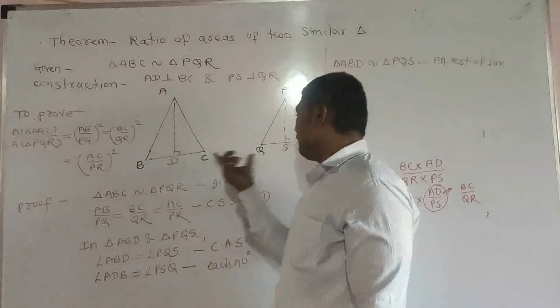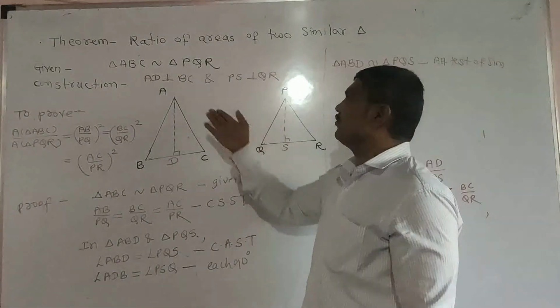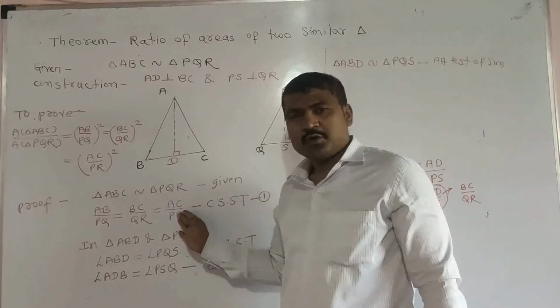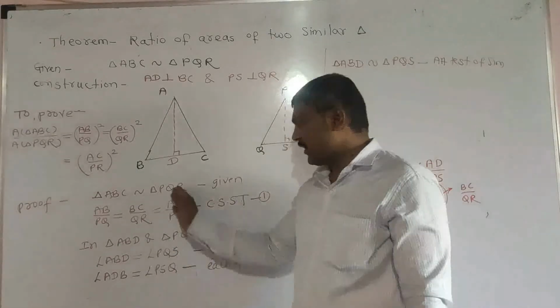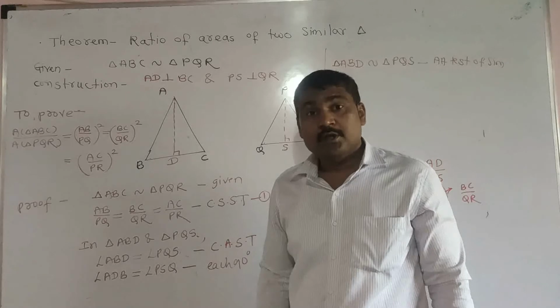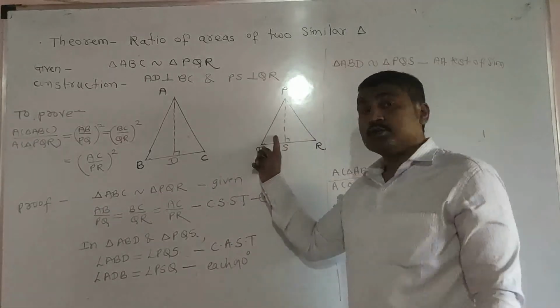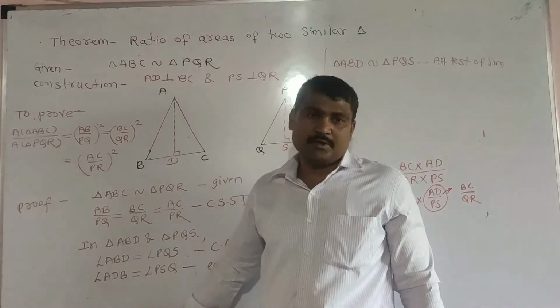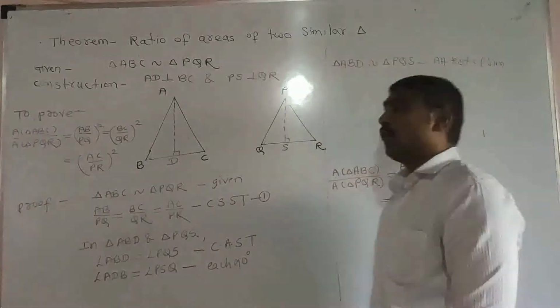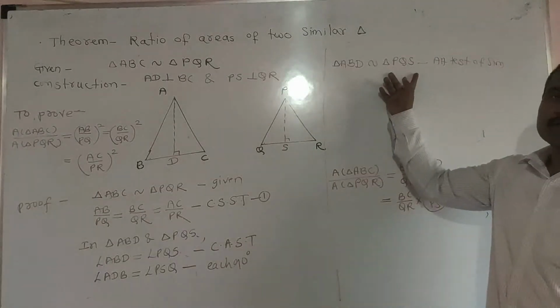As we know, BC upon QR and AB upon PQ are the same. I have written here that the two triangles are similar. That means AB upon PQ, BC upon QR, AC upon PR are the same. That's why I have selected these two triangles and shown that they are similar. Understood? Now we have shown these two triangles are similar.